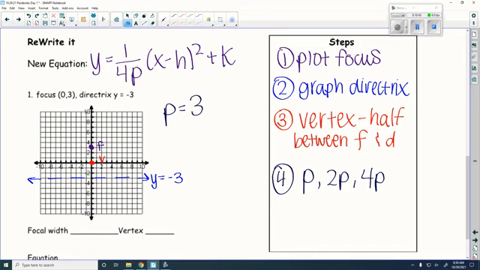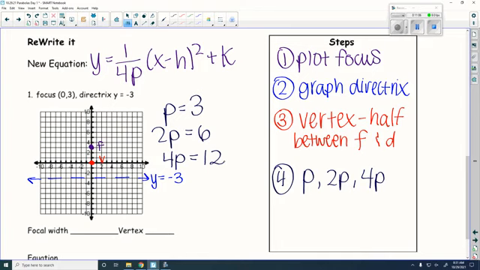So if P is 3, what is 2P going to be? 6. And then what is 4P going to be? 12. Okay, write that out every time. You just multiply by 2 every time, basically. 3, 6, 12. In every problem? Mm-hmm. Always P, 2P, 4P.